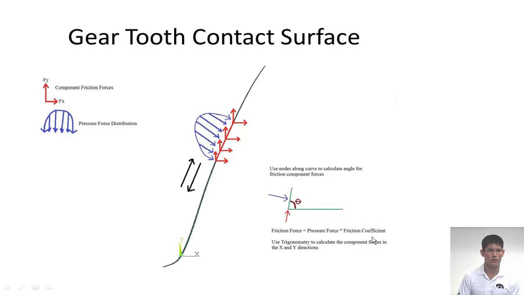From this side, here's our gear tooth contact surface and our pressure distribution as well, as it moves along the side here. It shows how we used simple trigonometry to figure out the Fy and Fx directions for our friction forces, and shows how the pressure force is distributed. It's a Hertzian pressure distribution.